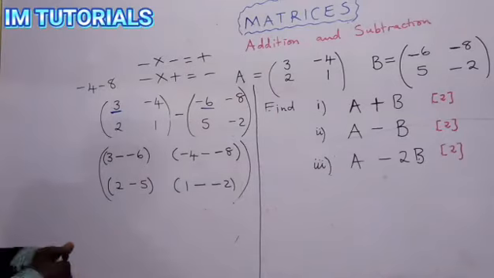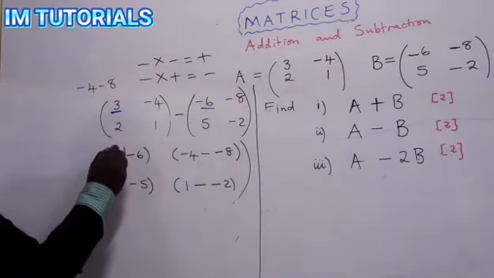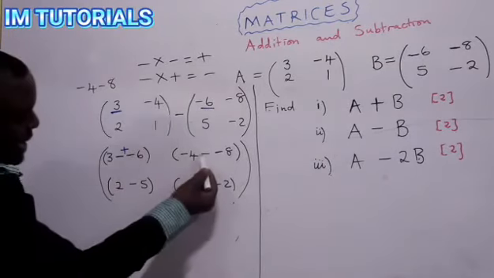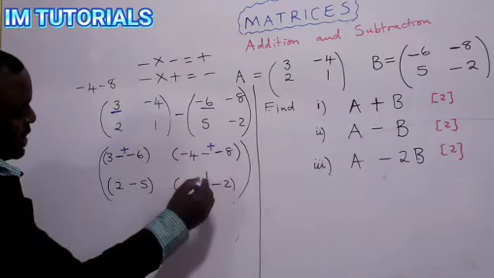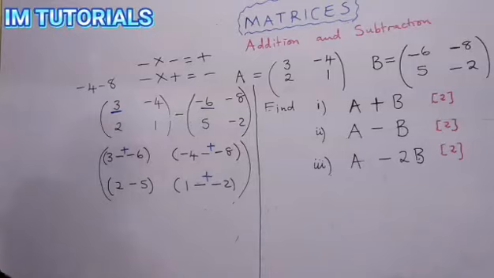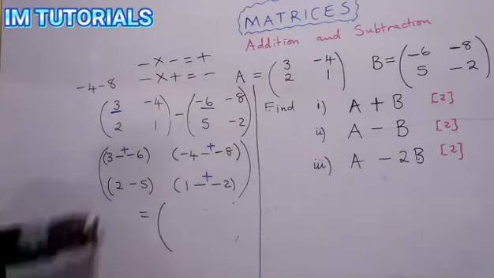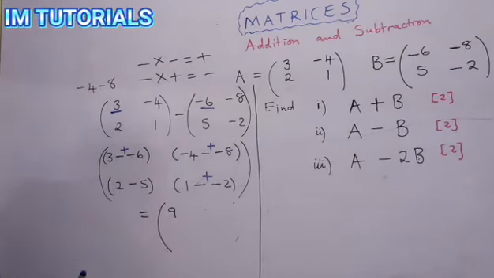I hope you are listening. So, negative times negative, you get what? You get positive using this multiplication fact. Negative times negative, you get positive. So, when simplifying the top left, it's 3 plus 6. 3 plus 6, you get 9.